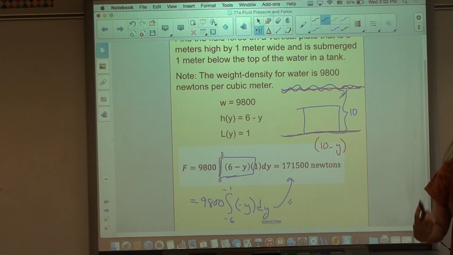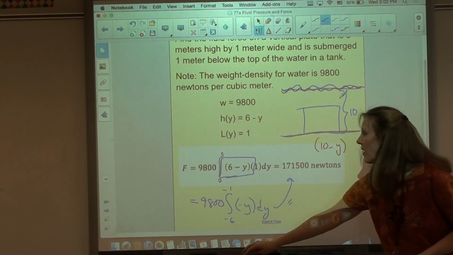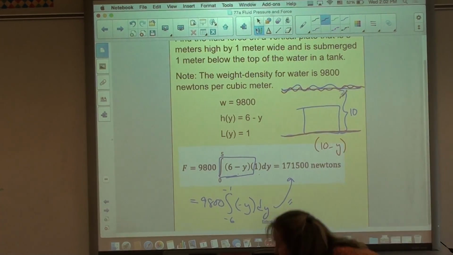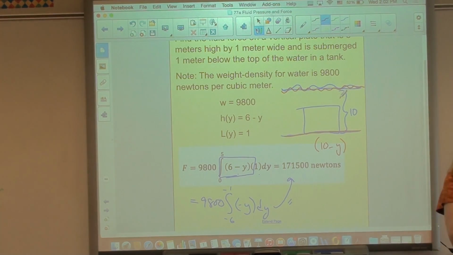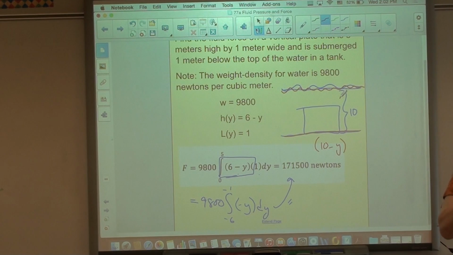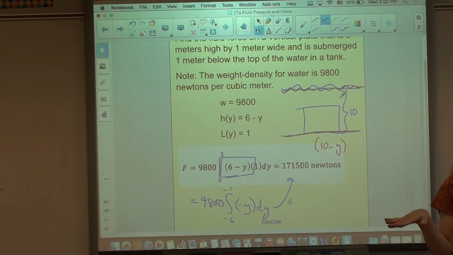But my word of advice to all of you is, when you're finding your depth, plug some y values in. Draw a picture, make sure you know where your axis is. Make that decision and stick with it.